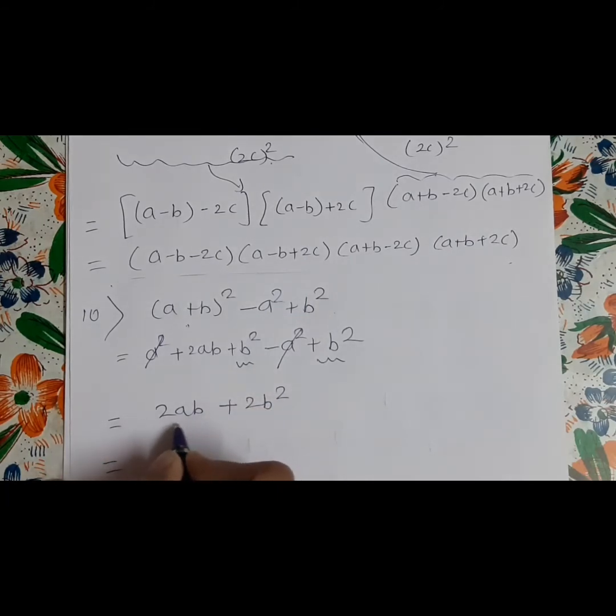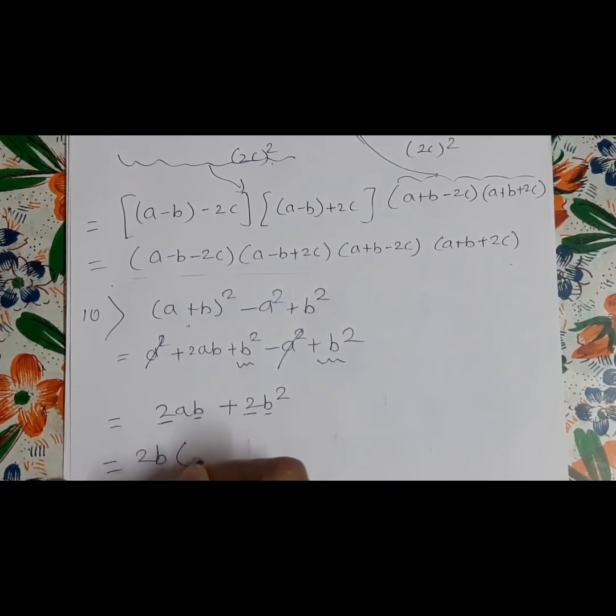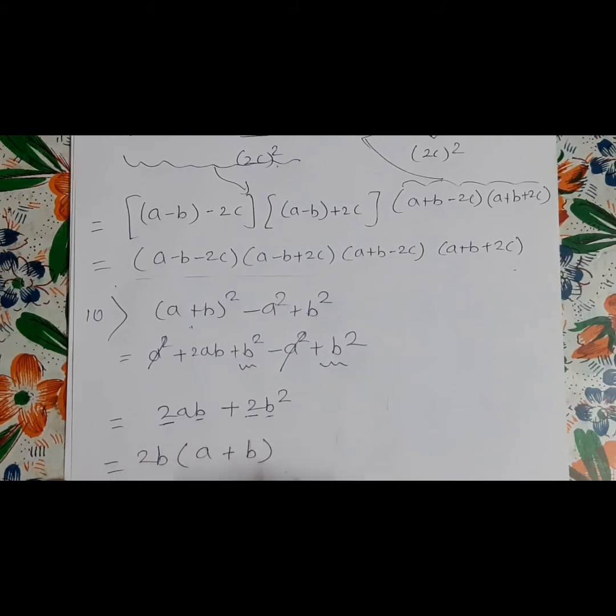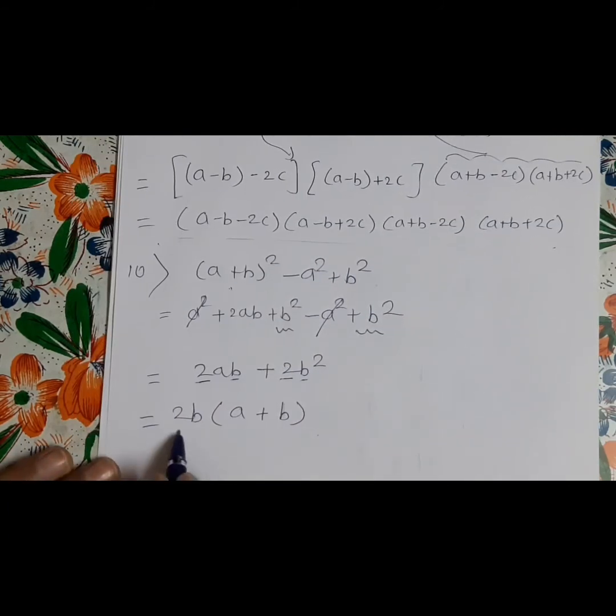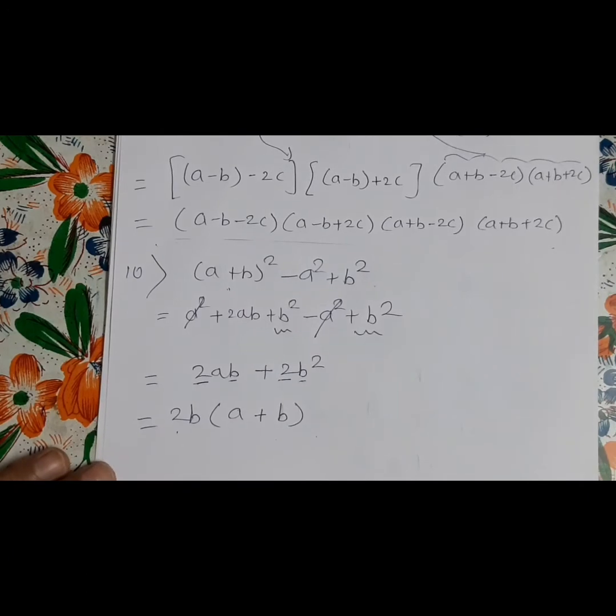Take common. What can you take common? 2 you can take, and b also you can take. So 2b we'll take common. The remaining thing is a plus b. So these are the two factors of the given algebraic expression.